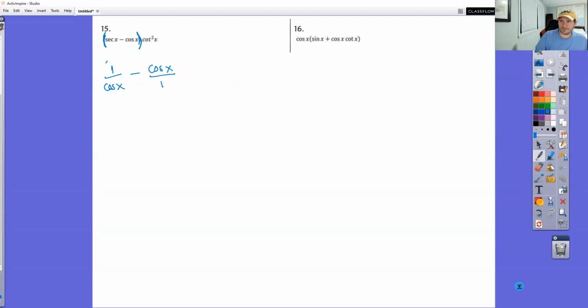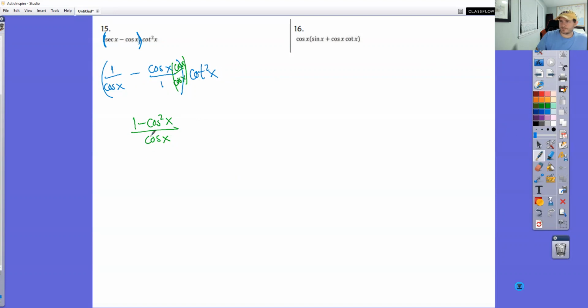We don't have a common denominator. So let's get a common denominator. Leave cotan alone for a while. Our common denominator would be cosine, so you'll multiply this by cosine over cosine. That's going to give you 1 minus cosine squared in the numerator and a cosine in the denominator.